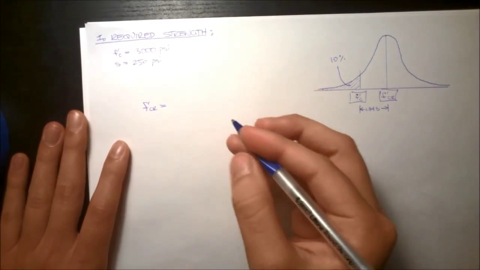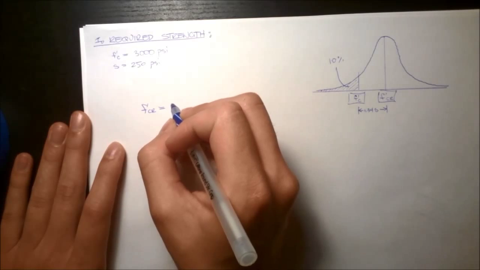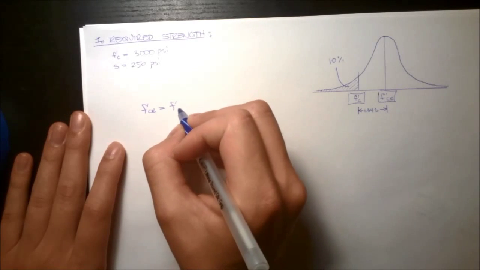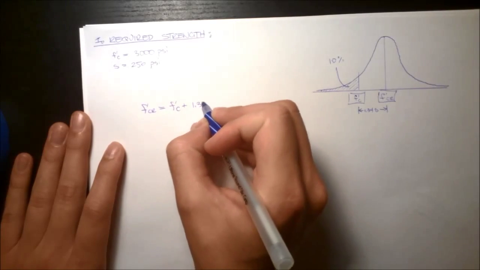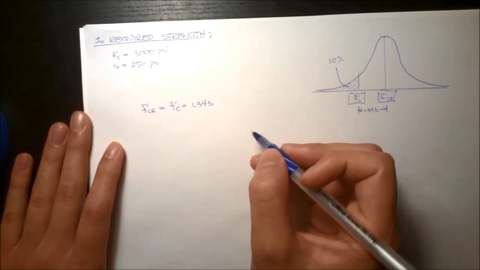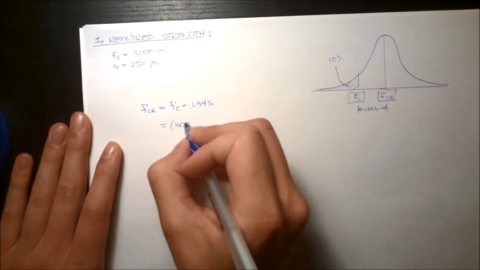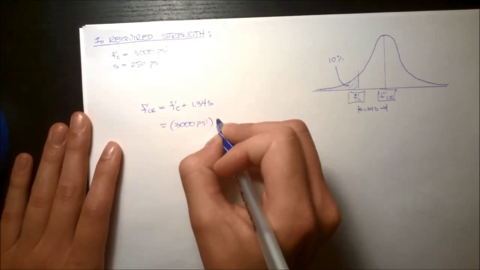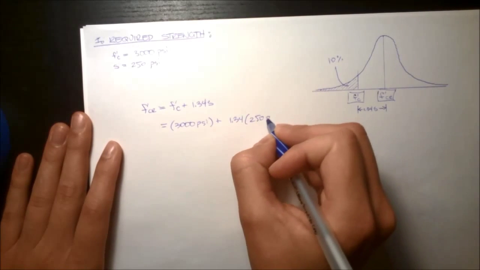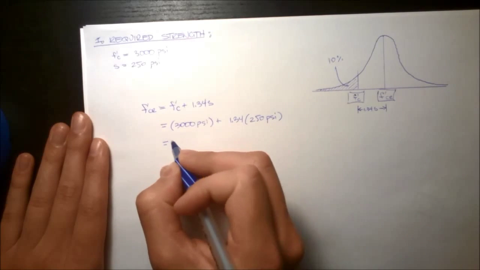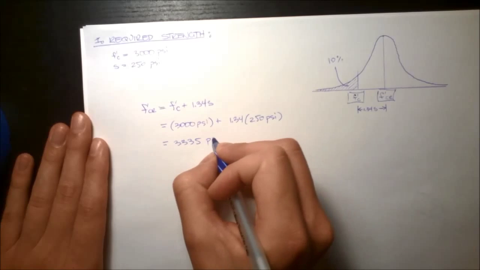So the first equation is the required strength is equal to the compressive strength plus 1.34 times the standard deviation. And for this problem, that equals 3,000 psi plus 1.34 times 250 psi, and that equals 3,335 psi.